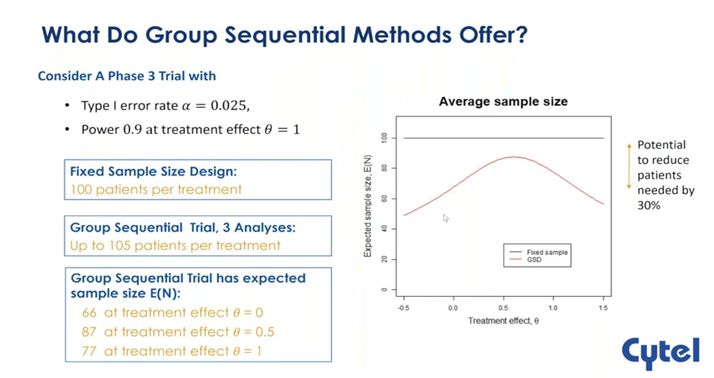If, in fact, the treatment and control are equally good and theta is 0, then we also stop early a lot of the time and have an expected sample size of just 66. And if we're in the middle, which is when it's most difficult to distinguish these two cases, we have an expected sample size of 87. So it's still well below the fixed sample size. So there are definitely potential benefits to using group sequential tests.